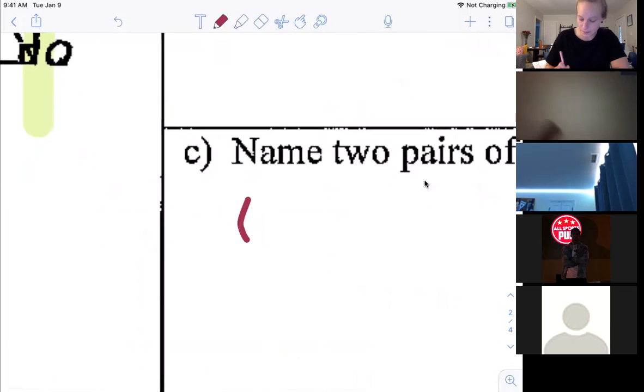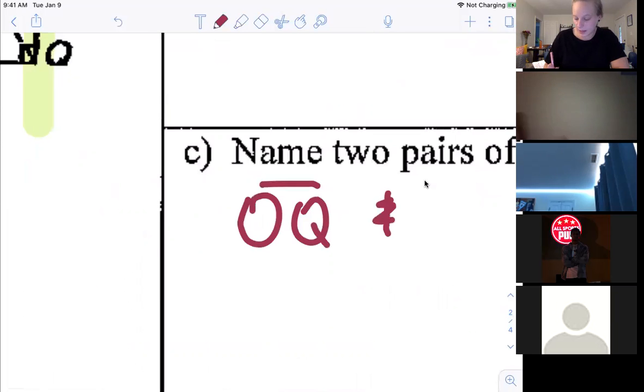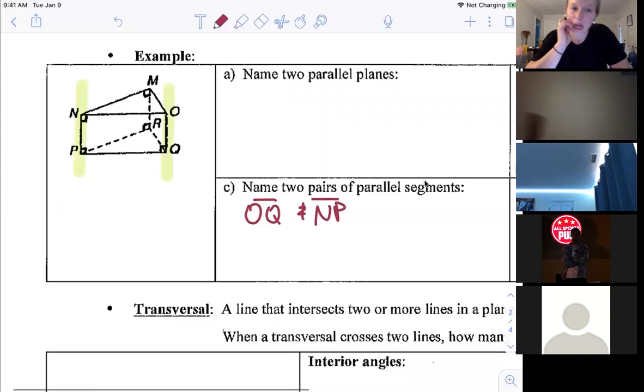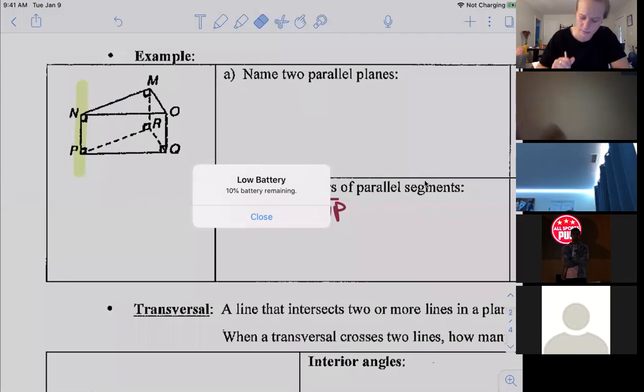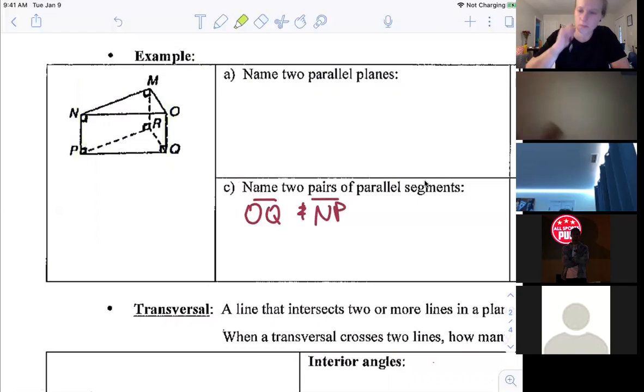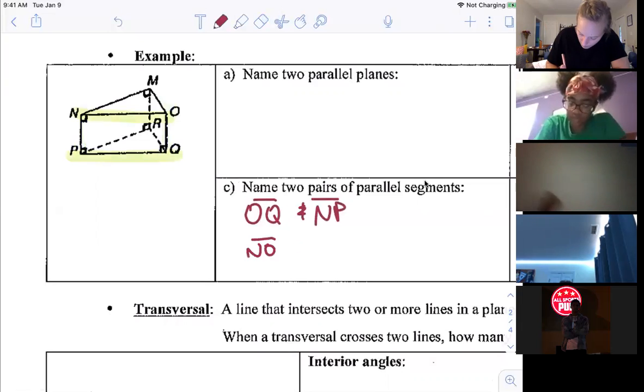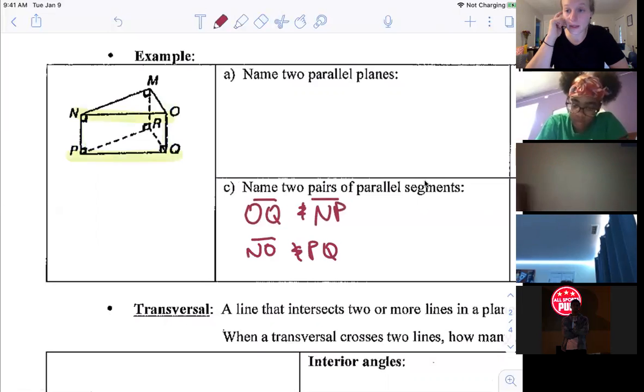OQ and NP are parallel. So we'll write that in letter C. Those are parallel segments. And while we're here, can someone else give me another pair of parallel segments? Another pair. NO and PQ. Good. NO and PQ. Thank you, Kamara. Okay, that's all we'll look for. We had to name 2. There's a lot more on there, so if you saw 2 others, that's fine.